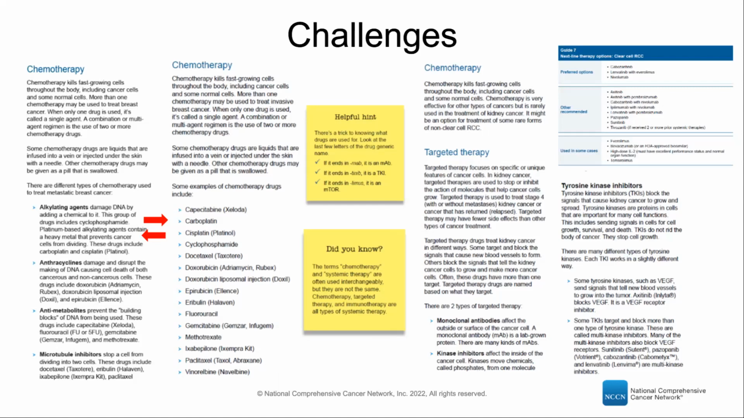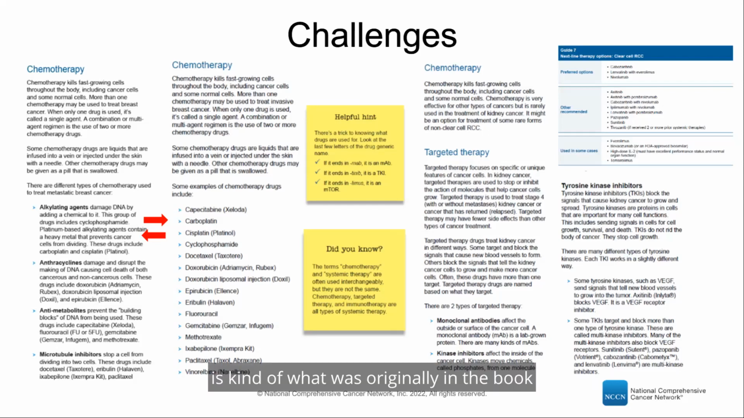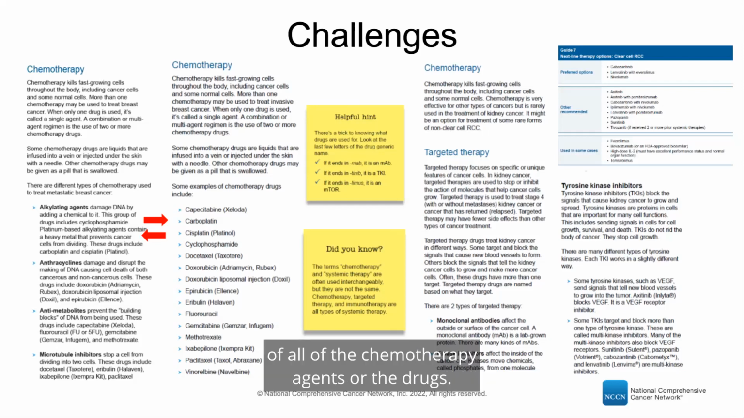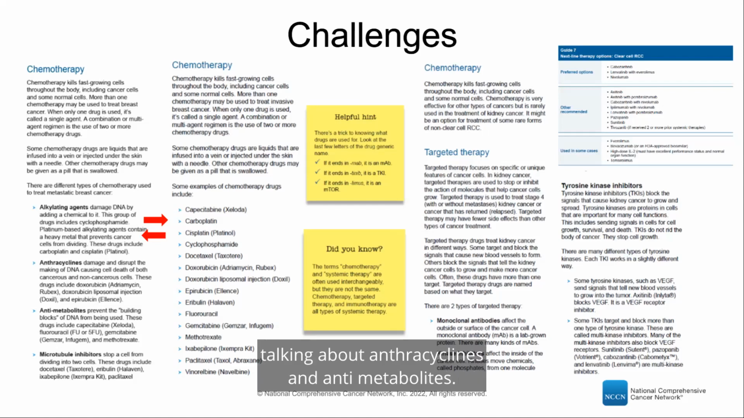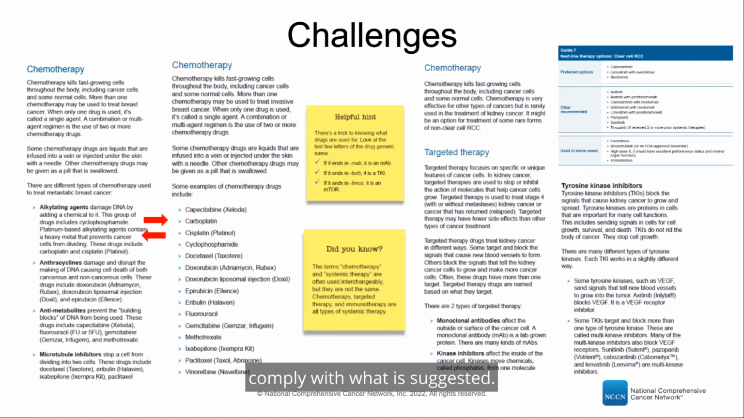So on the left-hand side is kind of what was originally in the book. And on the right-hand side, you just see a bullet list of all of the chemotherapy agents or the drugs. So I put this bulleted list in, and the medical reviewer wanted it the way it was, which is on the left-hand side, talking about anthracyclines and anti-metabolites. And so we do have to a certain degree comply with what is suggested.